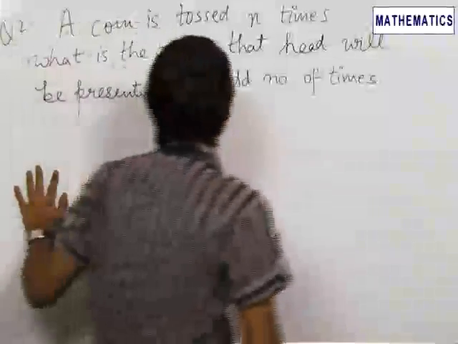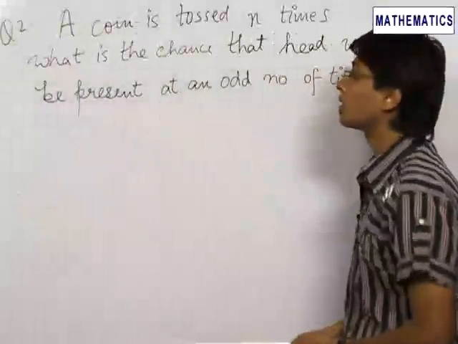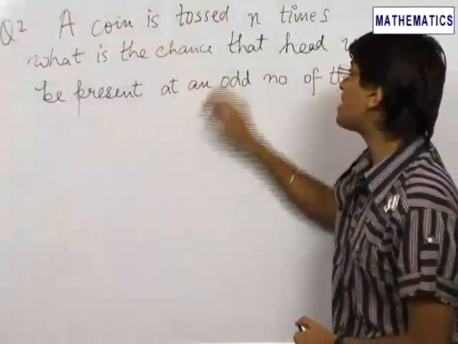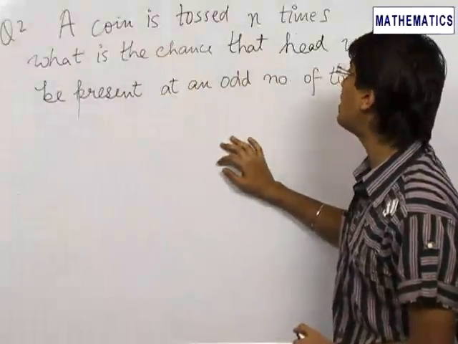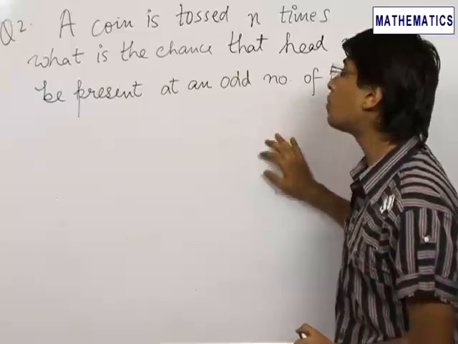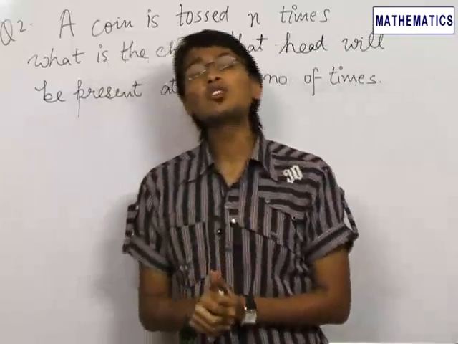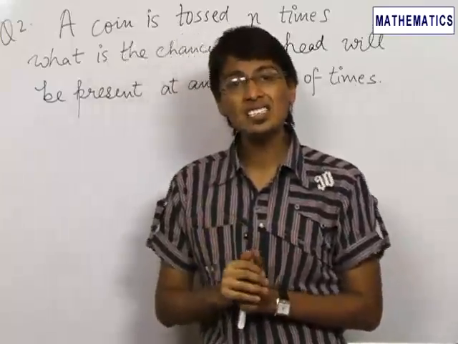So our next problem is a very interesting and very conceptual problem at the same time. We have a coin which is tossed n number of times and we need to find the probability that head is present an odd number of times in these n tosses. Now the best way to solve this problem is by just analysis.